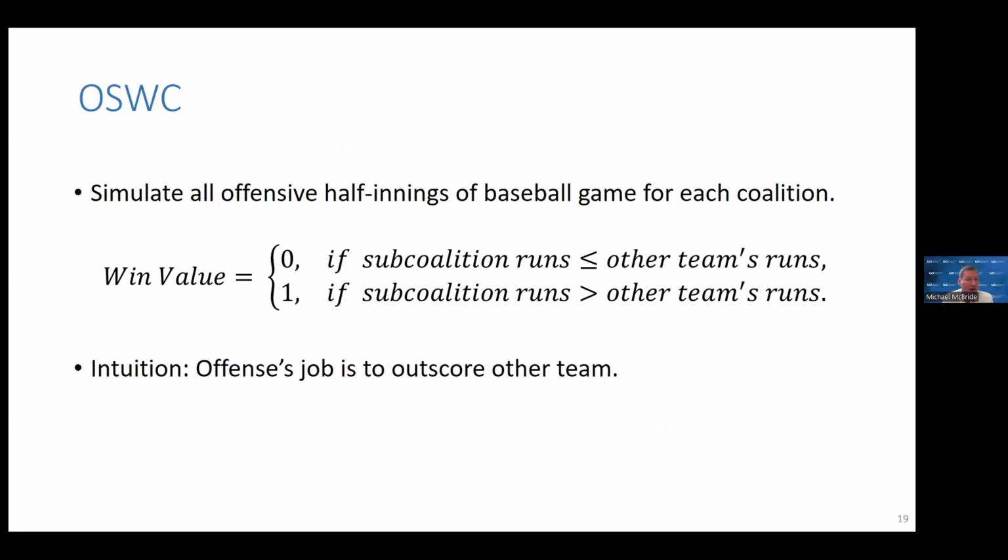Otherwise, they have a win value of 0. And this is how we construct the value function. So the intuition here is that to win a game, you need to outscore an opponent. It doesn't matter how many runs you outscore them by. All that matters is you outscore them. And so in the value function, your coalition will get credit if you just outscore the opponent.